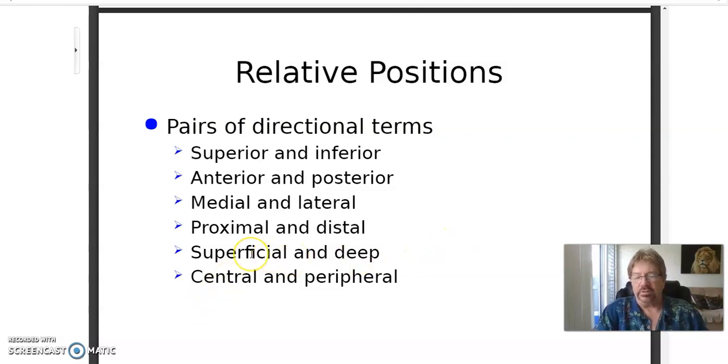Superficial and deep. Superficial means on the surface. Deep means deep. Central and peripheral. Central means within, the center of the body, and periphery means on the outside of it. Now, these are all very important. You must learn them. They're fairly easy. The one that gives people the most trouble, and it did me many, many decades ago when I was learning this, is proximal and distal.